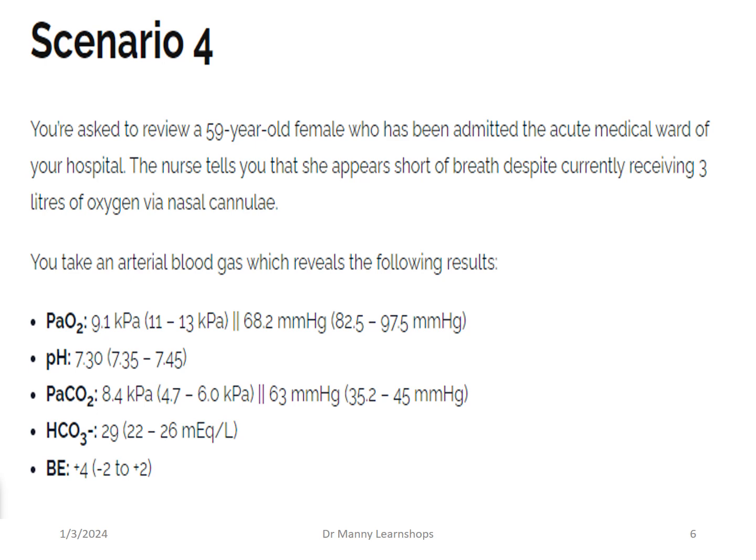When we look at scenario 4, you're asked to review a 59-year-old female who's been admitted to the acute medical ward of your hospital. The nurse tells you that she appears to be short of breath despite currently receiving 3 litres of oxygen via an intranasal cannula. You take an arterial blood gas, which reveals the following results.